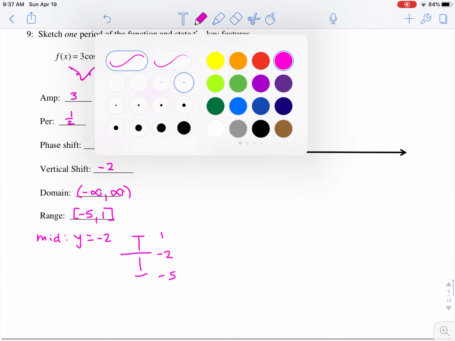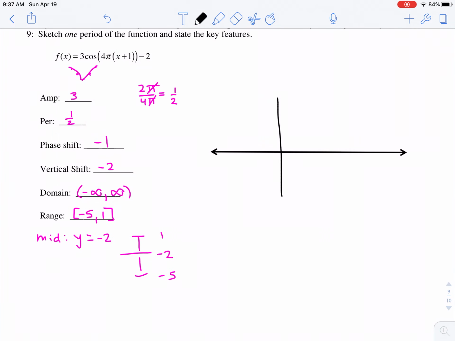So I'm going to put my y-axis. I want to make sure that I at least leave a little bit of space to do my phase shift to the left. And actually, when I draw this y-axis, I should make sure I draw it extending quite a bit below, because we know we're going to go all the way down to -5. So 1, 2, 3, 4, 5, and up to 1. And my midline at -2.